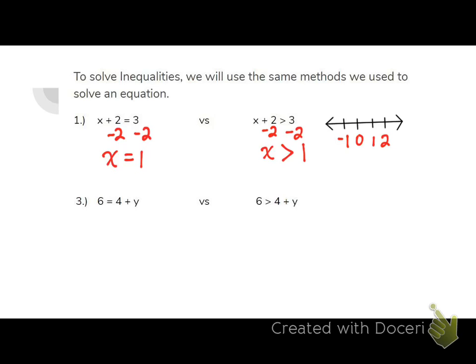Where is my circle going to go? On the 1. Is it open or closed? Open, because there is not an equal to bar. And am I shading left or right? To the right.